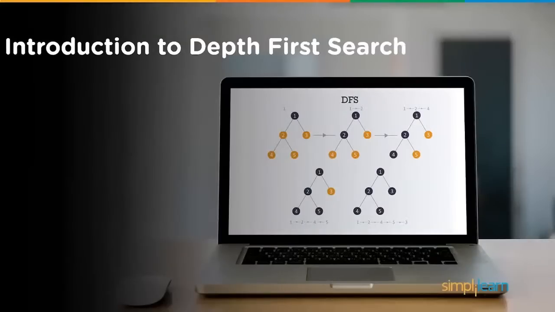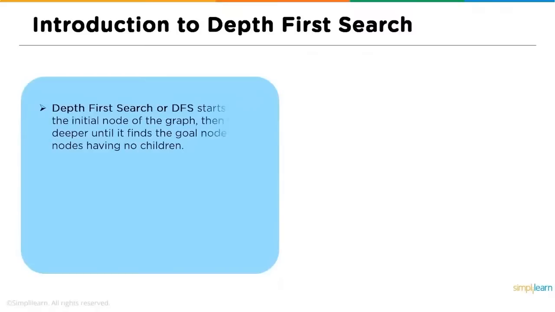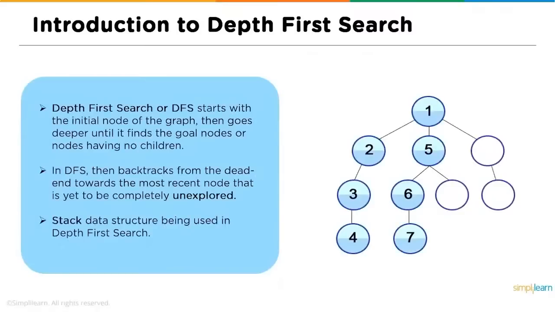Now let's get started with the introduction to depth first search. So what is a depth first search? Basically, a depth first search is an algorithm for traversing or searching tree or graph data structures. The algorithm starts at the root node, selecting some arbitrary node as the root node in case of a graph, and explores as far as possible along each branch before backtracking.